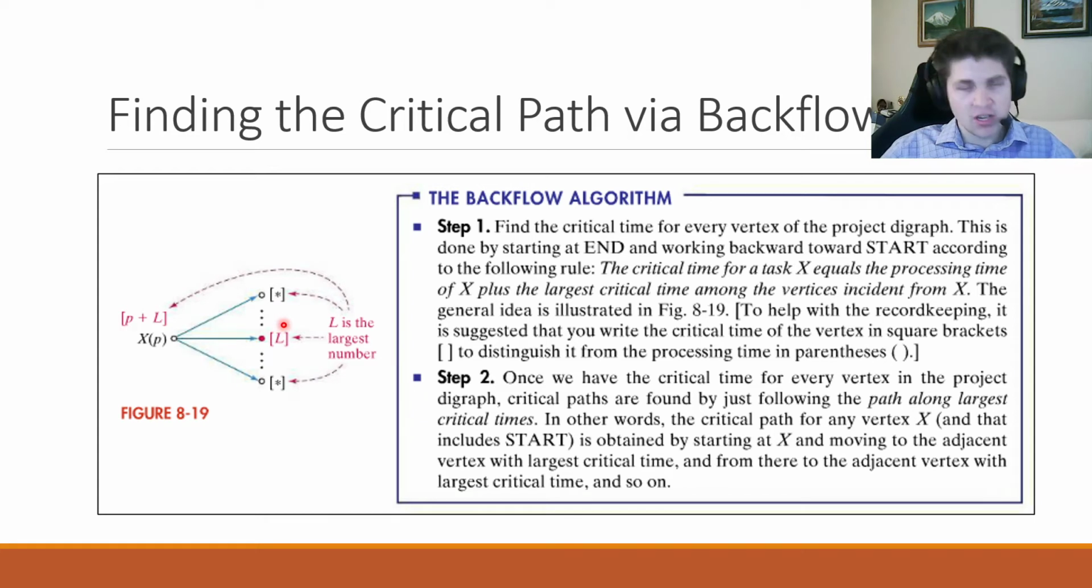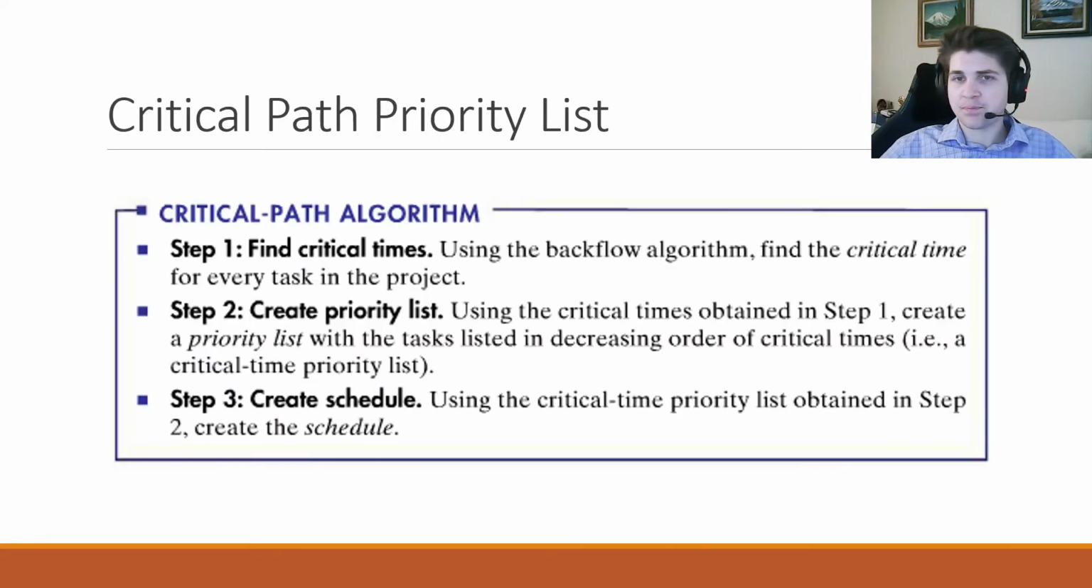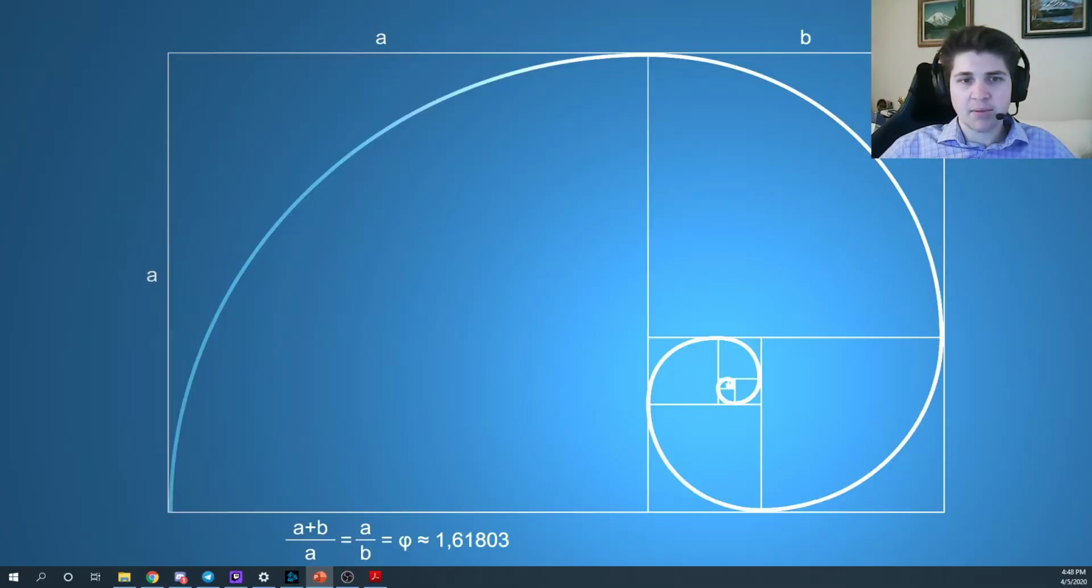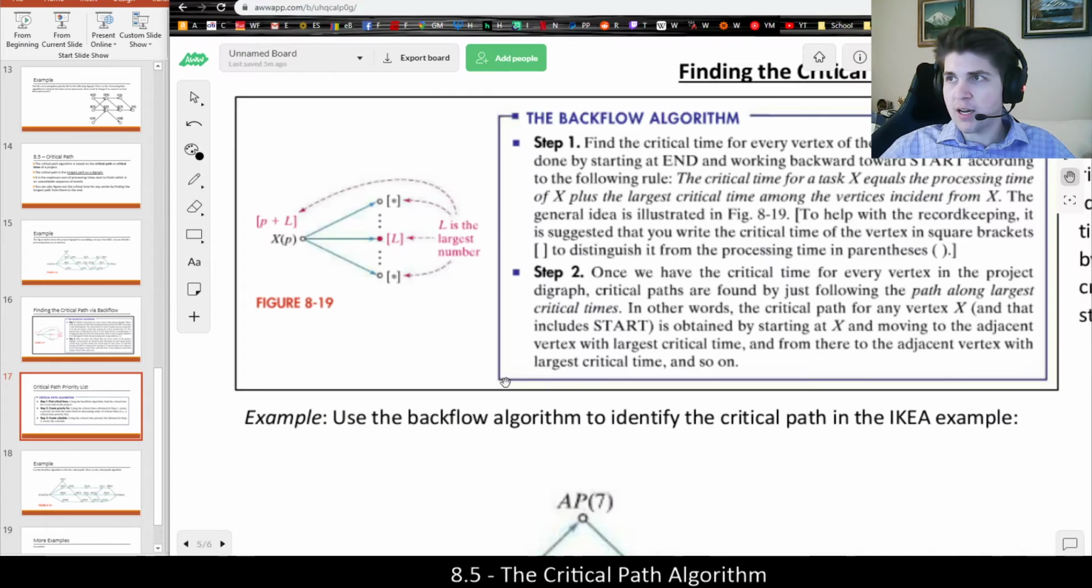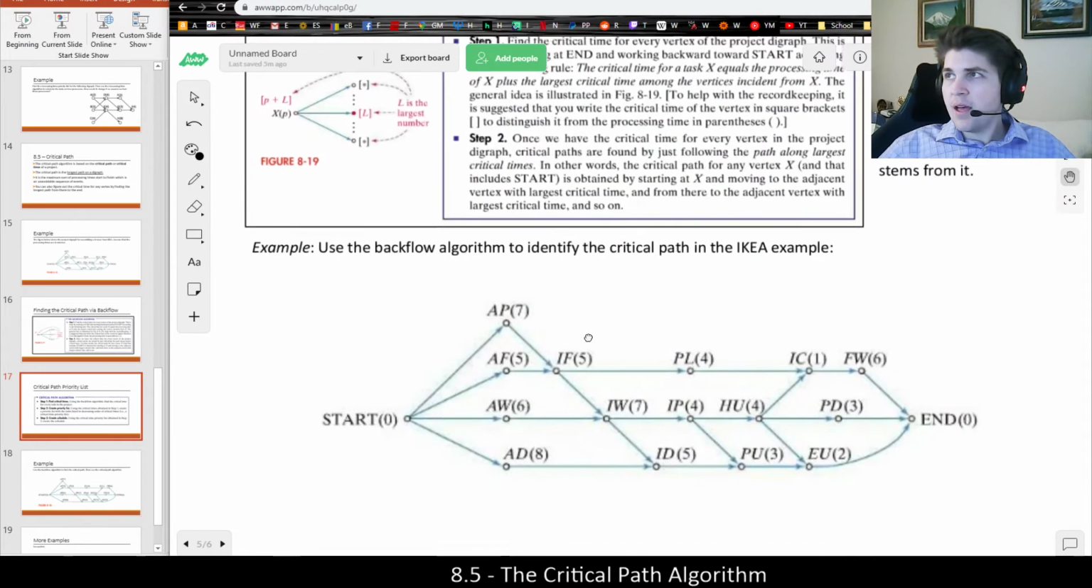The brackets will always indicate critical time as opposed to processing time, where processing time is how long the task takes to finish, and critical time is how long in total from here, at minimum, it will take to finish the project. And then once you do that, the critical path algorithm is just done by using the backflow algorithm, creating a priority list, and then everything is the same from there. So let's practice applying the backflow algorithm in the exact same IKEA example we were just working on.